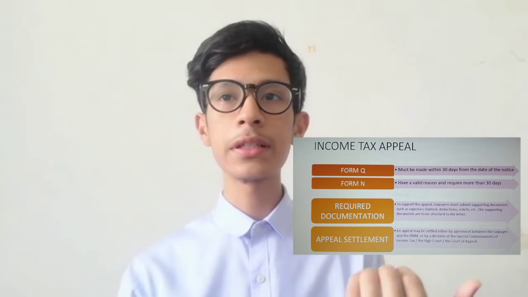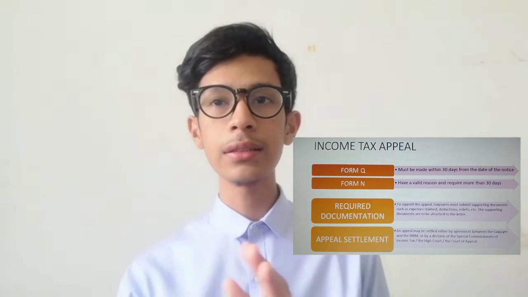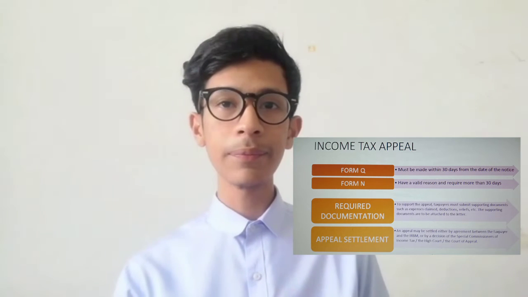Okay, for the documents, what is Form Q, what is Form N, and the other documents. Form Q will be used when we have received notice to make an appeal within 30 days, and Form N is when we need to prepare all documents for more than 30 days. And the requirement for the documentation is expenses, claim, deduction, relief, and other things that can be attached to the letter.